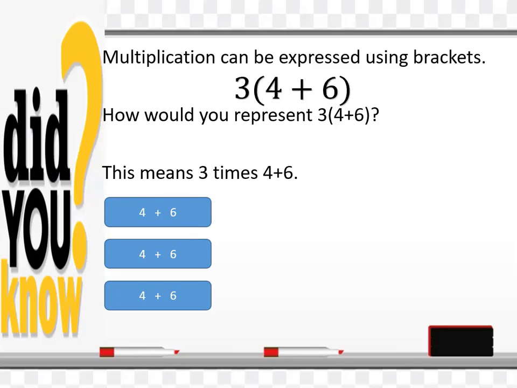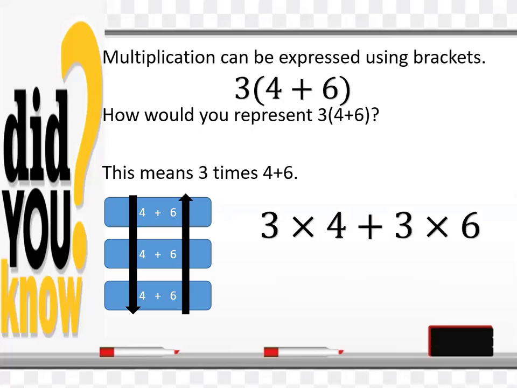Now, if we should describe the representation in terms of the respective columns, what would we have? If you said 3 groups of 4s and 3 groups of 6, you are correct. So that is 3 groups of 4 and 3 groups of 6. Let us look at how we would write that. 3 times 4 plus 3 times 6. And this gives 12 plus 18.